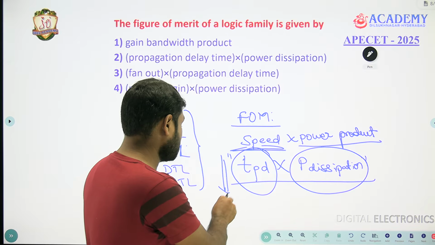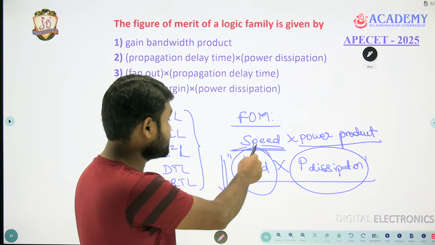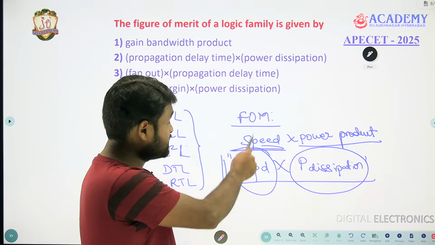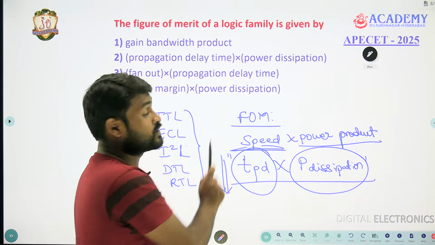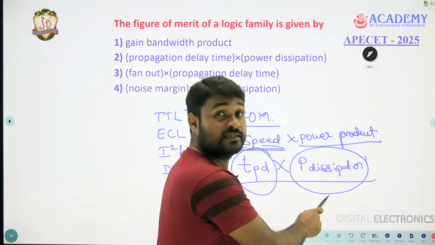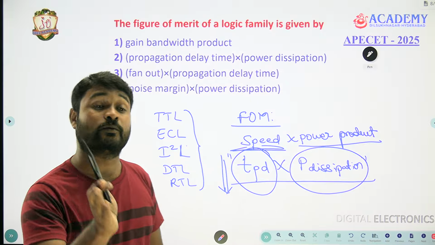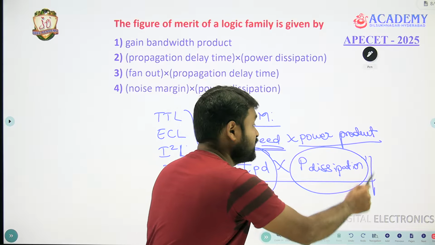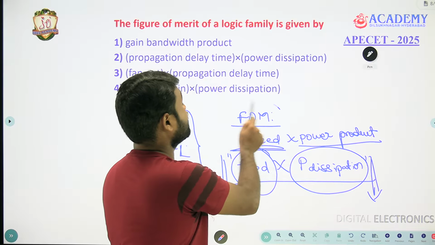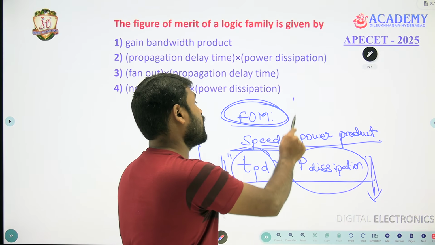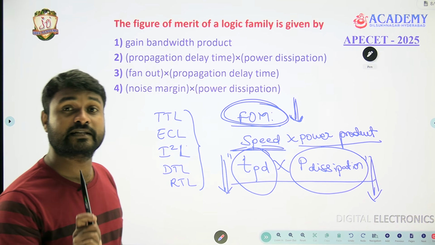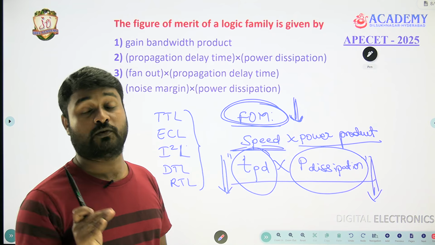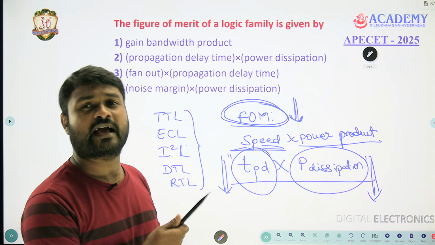Speed depends upon propagation delay. Lesser the propagation delay, the more the speed. Lesser the power dissipation, the power handling capability is very good. So this should be less, this should be less. So the total figure of merit, the product, should always be a very small number. Then that IC is more useful to us. That's what you have to catch here.